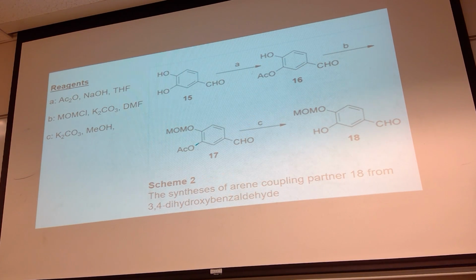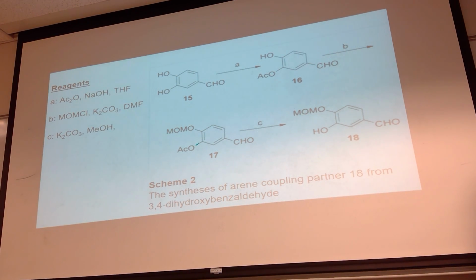All right, so the second precursor that they prepared before they did the Mitsunobu reaction started out with an acetylation using acetic anhydride. And that was followed by the non-protecting group, and then they removed the acetyl group by treating it with potassium carbonate, methanol, and then this afforded the precursor to the Mitsunobu reaction.